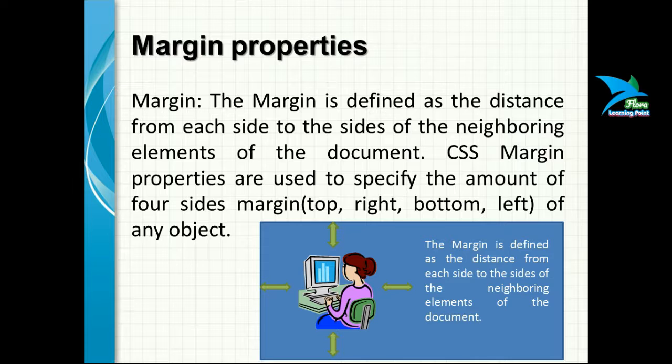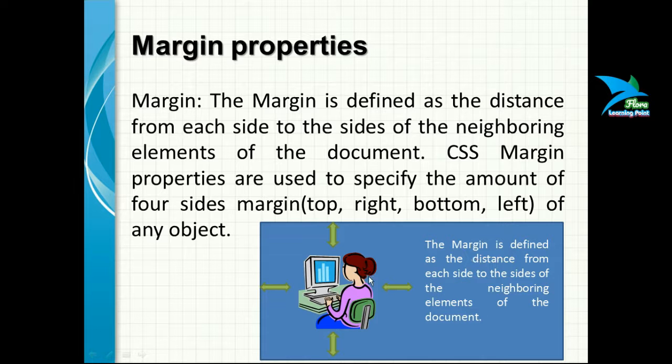So that means with the help of the margin property we can set the margin around the four sides of an object. For example, here we have the margin. This one is the top margin, that is the distance between the top edge of the web browser window and the object. Then this one is the left margin, that is the distance between the left edge and the object. And we have the right margin, that is the distance between this object, this picture, and the neighboring element.